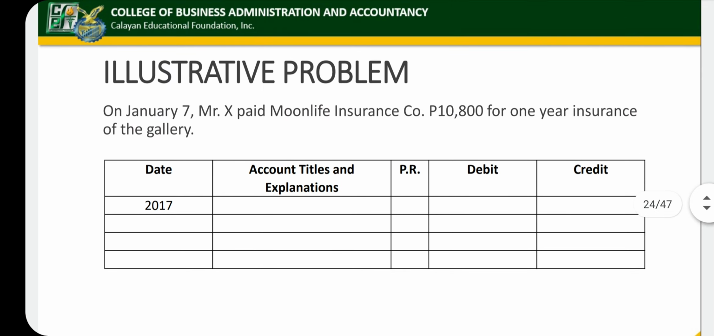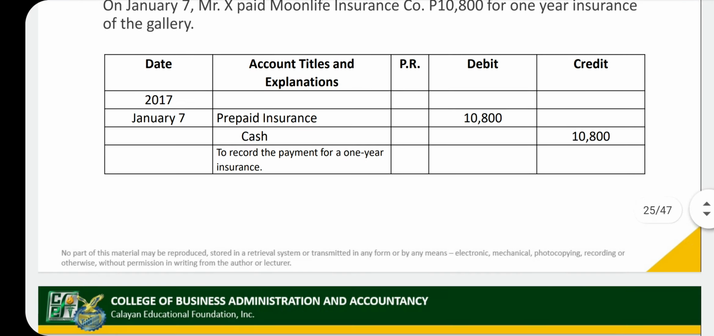Anong nilagay ko na amount? 10,800 dapat yun. Nalimutan ko anong nilagay ko na amount.